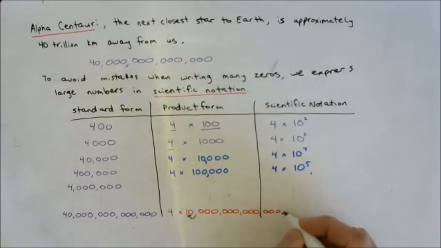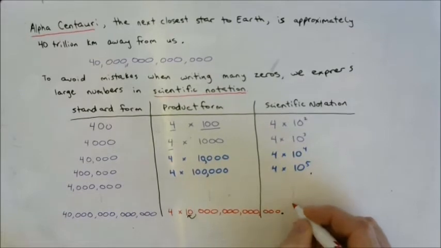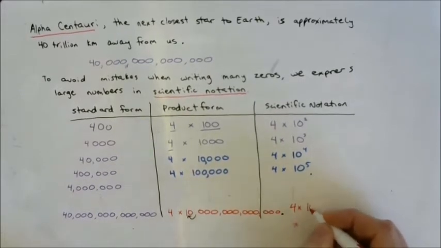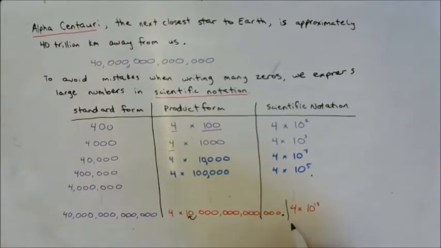Okay? So we've got here in scientific notation 4 times 10 to the power of 13. Now that's much easier to write, takes up a lot less space, and I'm not going to confuse the number there. I'm not going to miss a 0 or add a 0. It's 4 times 10 to the power of 13. And that is an example of scientific notation.